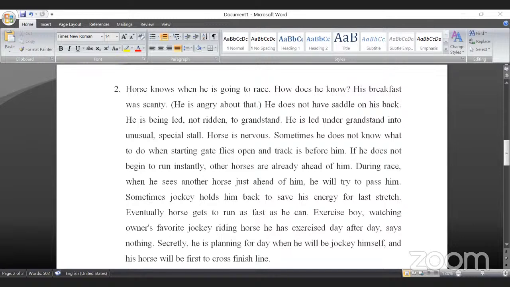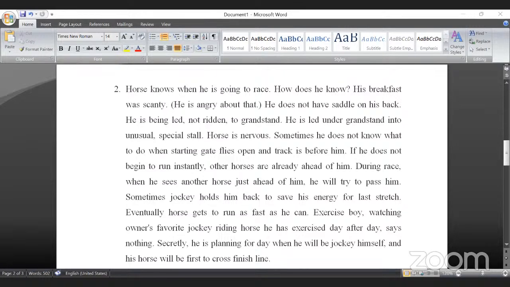The horse is already mentioned, so the horse gets to run as fast as he can. The exercise boy watching the owner's favorite jockey riding the horse. He has exercised day after day.